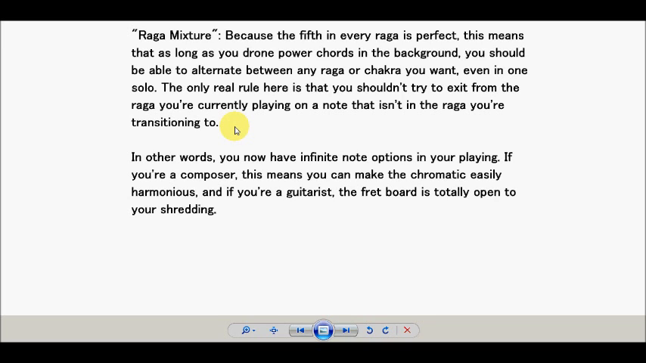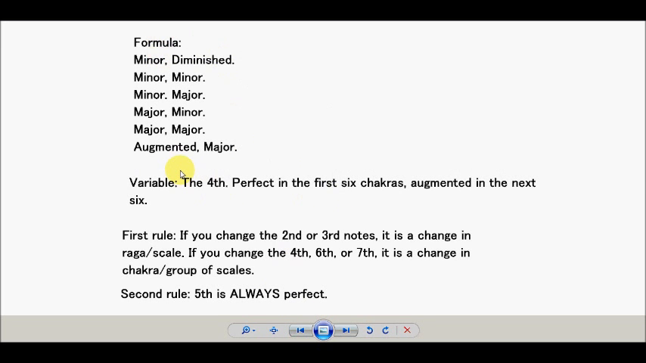So in other words, you now have infinite note options in your playing if you're a composer, and if you're a guitarist, the fretboard is totally yours to play all of these different scales. In order to see all of the scales that I've been talking about listed out, you don't have to learn all of the names and all of that. You just have to learn the formula in the variable, and the first and second rule in order to play all of the 72 different scales.